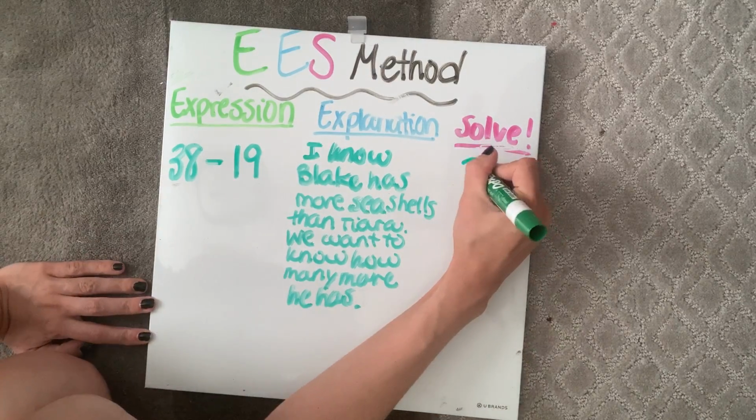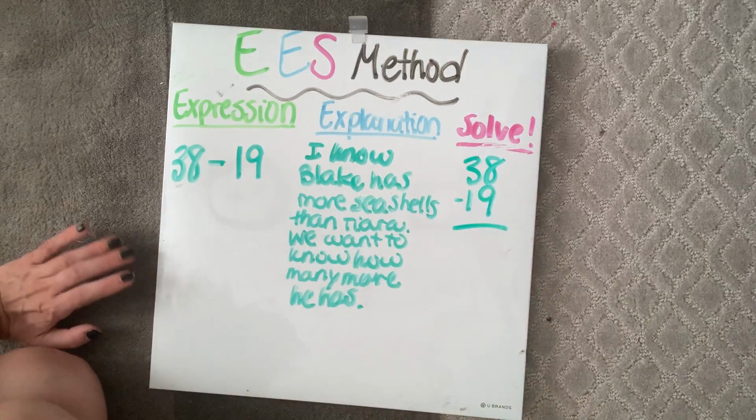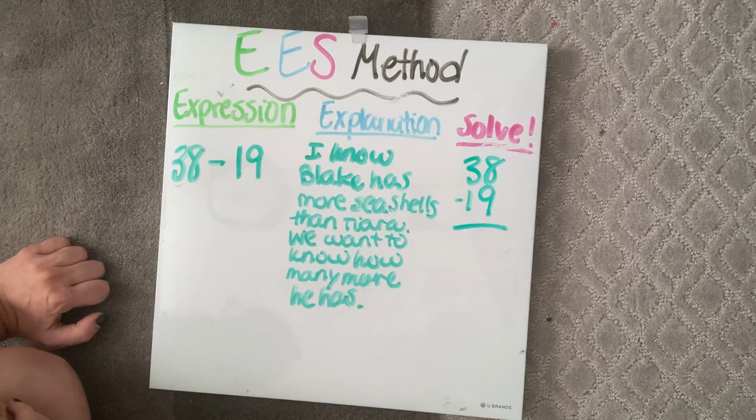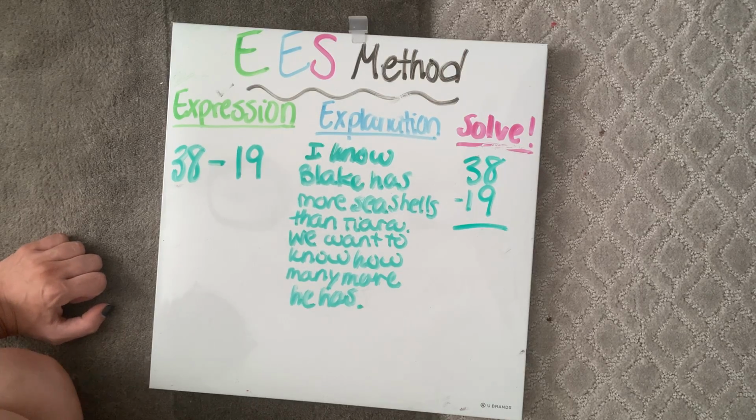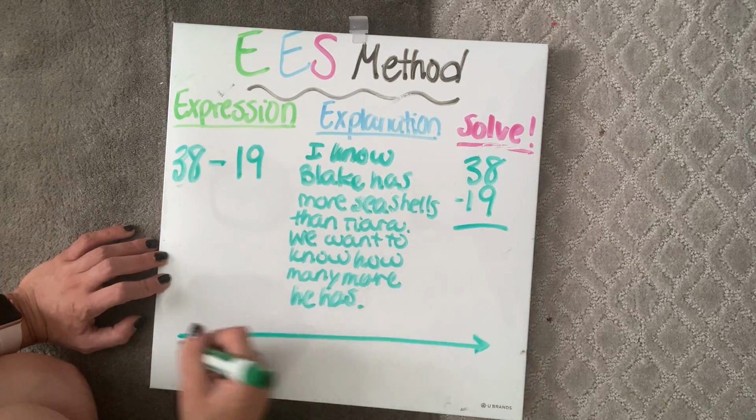I'm going to line up my numbers, tens and ones, 38 minus 19. 8 minus 9, can you do it? Nope, we're going to have to regroup. Again, my favorite way is to use expanded form. You can do it a different way. This time, let's go ahead and take it on a number line. Let's do a different way.